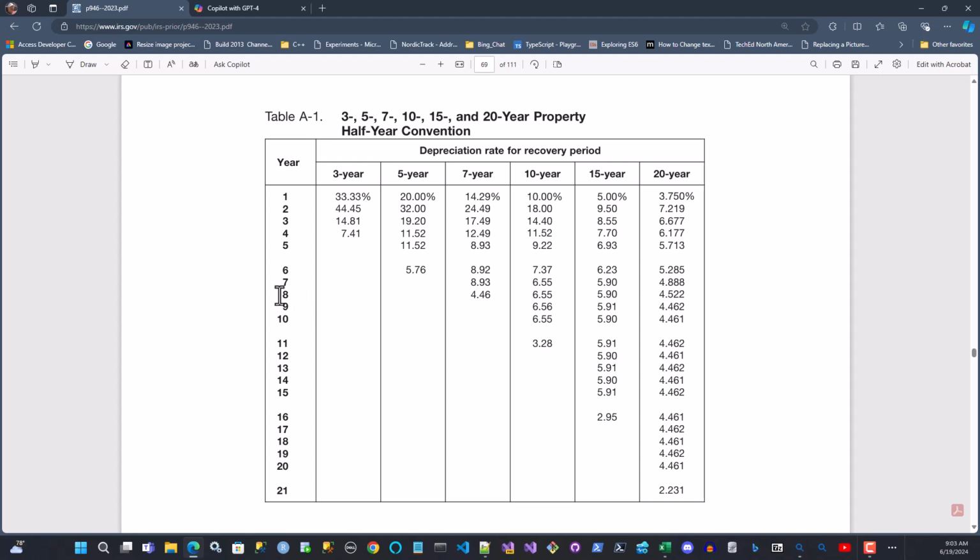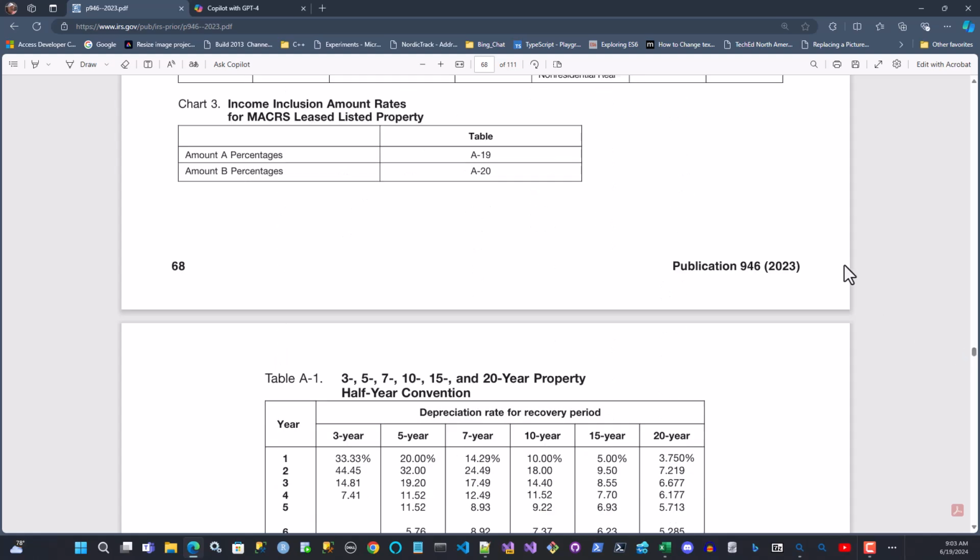But notice, because you take half the first year and half the last year, it's not really a 7-year, it's over 8 years because you're taking half on each. So it becomes a little different here if you look at it. So half-year convention means it assumes that you're putting it in service in the middle of the year, so only getting half the depreciation in the first year and only half the depreciation at the end. So that's what these tables are doing. This is called the Modified Accelerated Cost Recovery System. And that's an IRS thing. So that's one part of it.